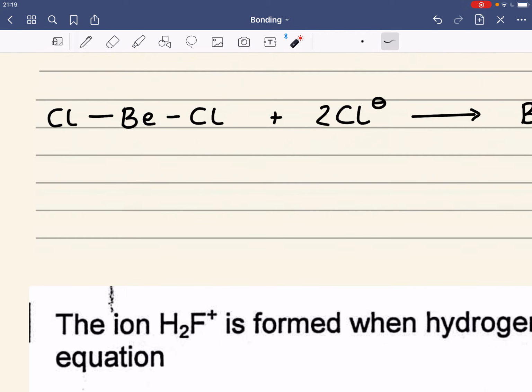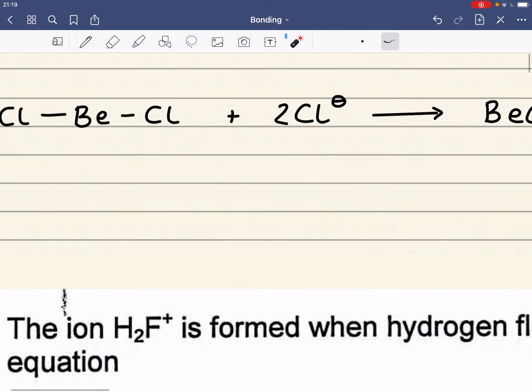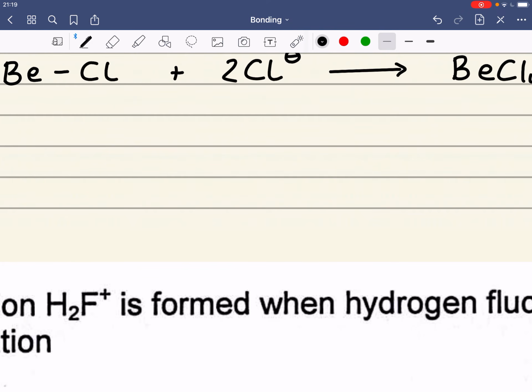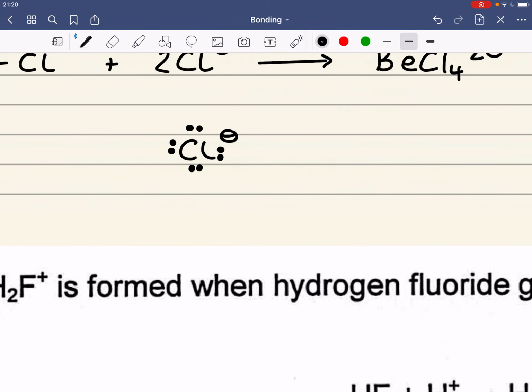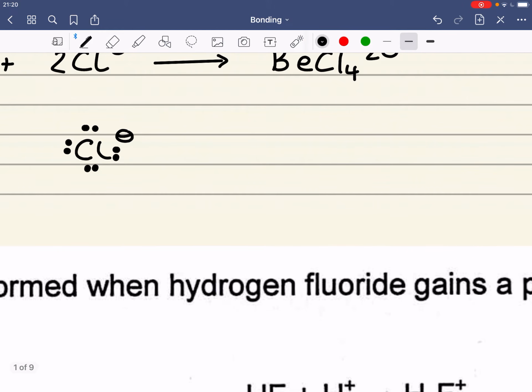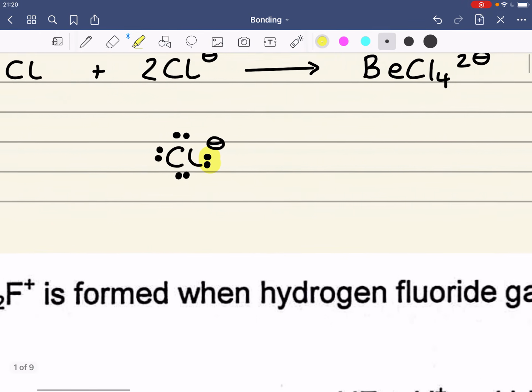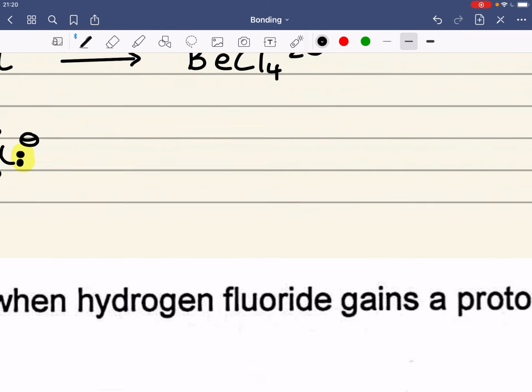So this BeCl2 is going to react with these 2 chloride ions, and these chloride ions have got 1, 2, 3, 4 lone pairs. So these 2 chloride ions are going to donate 1 each of their lone pairs. They're going to donate 1 of these lone pairs to the BeCl2. And what we get then is the following.